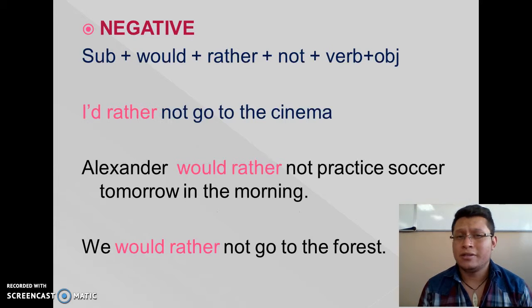In negative ways is subject plus would plus rather plus not plus verb plus object and complement. For example, I'd rather not go to the cinema. Alexander would rather not practice soccer tomorrow in the morning. We would rather not go to the forest.